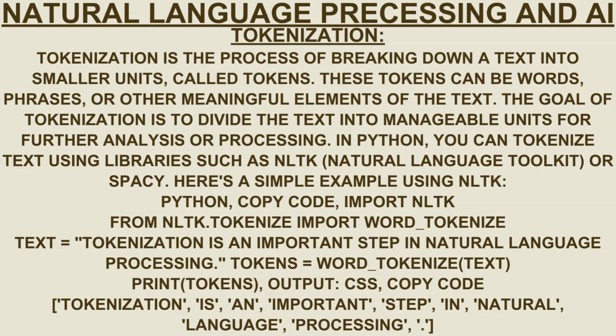Tokenization. Tokenization is the process of breaking down a text into smaller units called tokens. These tokens can be words, phrases, or other meaningful elements of the text. The goal of tokenization is to divide the text into manageable units for further analysis or processing. In Python, you can tokenize text using libraries such as NLTK, Natural Language Toolkit, or spaCy. Here is a simple example using NLTK.